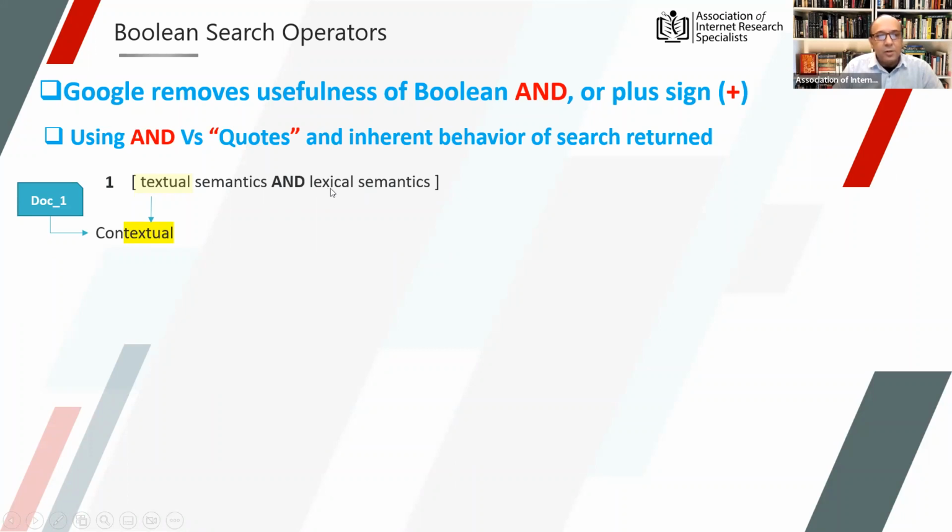Moreover, anything which is in the closest vicinity would have a precedence over what is on the extremities. So the vicinity or the extremities, in the case of lexical semantics, the closest is the word semantics. And in the case of textual semantics, the word textual is on the extremities, and semantics is closest. So this is pretty much the standard way of how search would work, or at least this is how it is programmed to work.